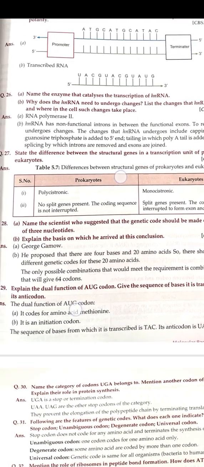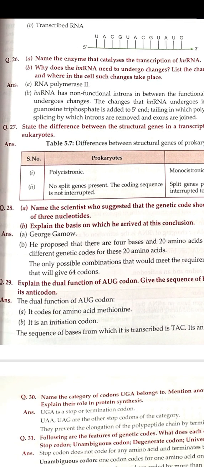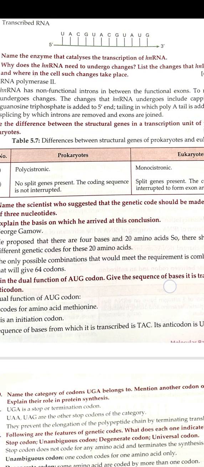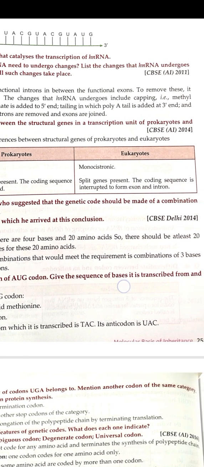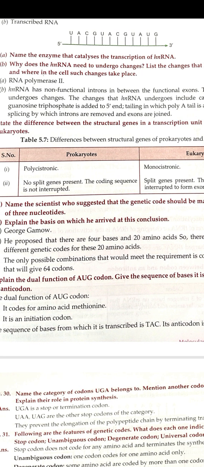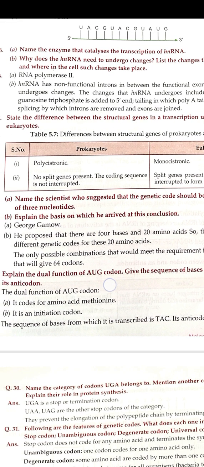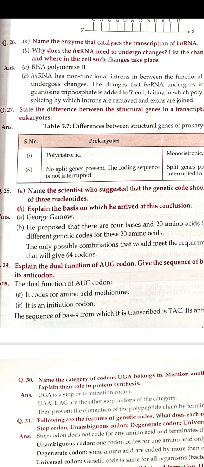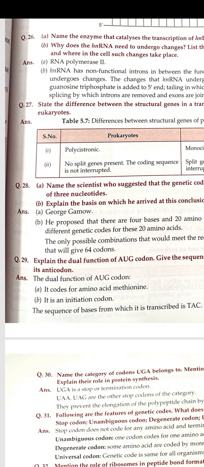Now, next question 28. Question A: name the scientist who suggested that the genetic code should be made of a combination of three nucleotides. And question B: explain the basis on which he arrived at this conclusion. The answer of A is George Gamow.